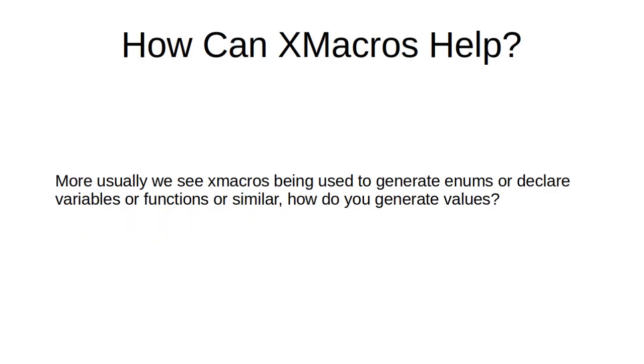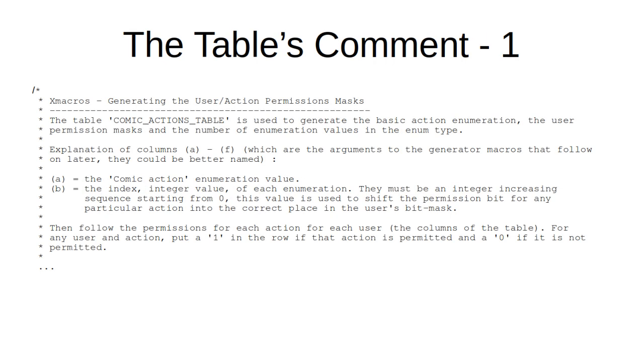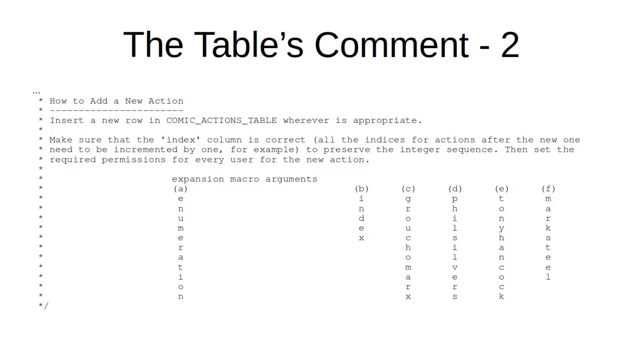More usually, we see cross macros being used to generate enums or declare variables or functions or similar. How do you generate values? First, we write a table of actions versus users. As cross macros can make it more difficult to understand a program, we precede the table with an explanatory comment so it will be clear how it works and how to add new actions or a new user.